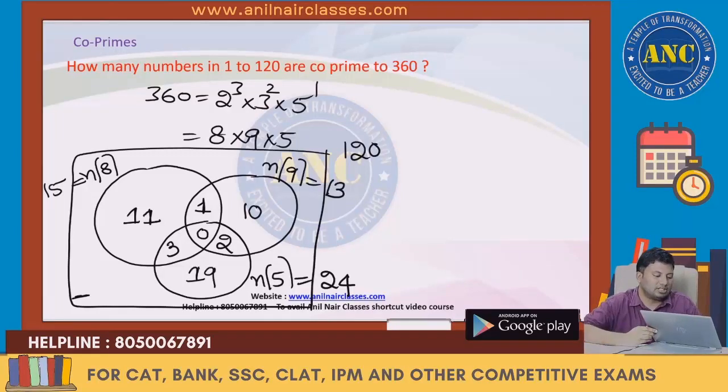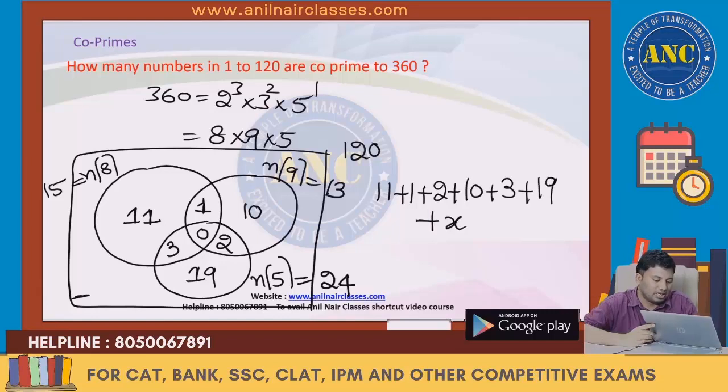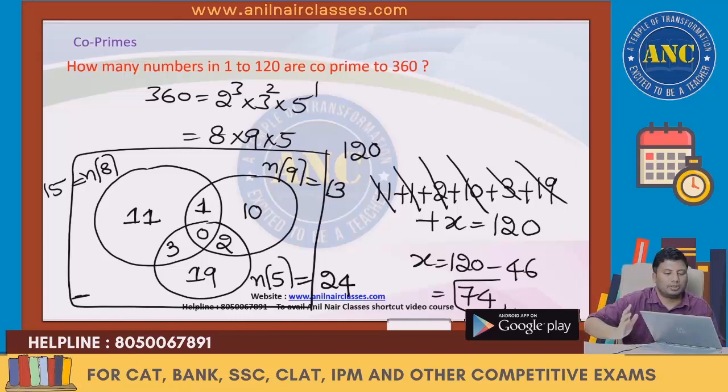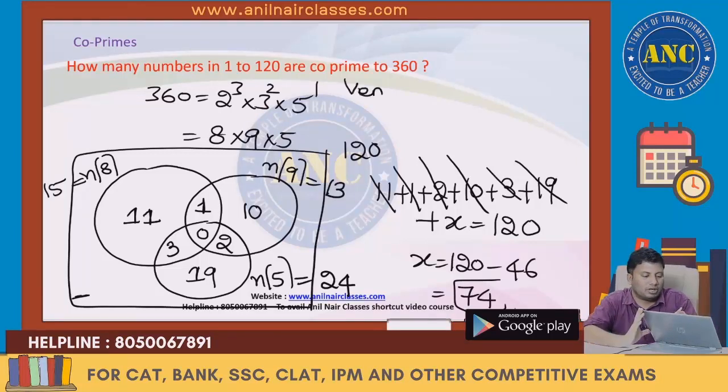So the answer is nothing but 11 plus 1 plus 2 plus 10 plus 3 plus 19 plus x is nothing but 120. 11 plus 1, 12, 14, 24, 27, 46. 46. Previous first 46, which is nothing but 74. Right? We have done it by Venn diagram approach. I hope this is the best approach for this question.